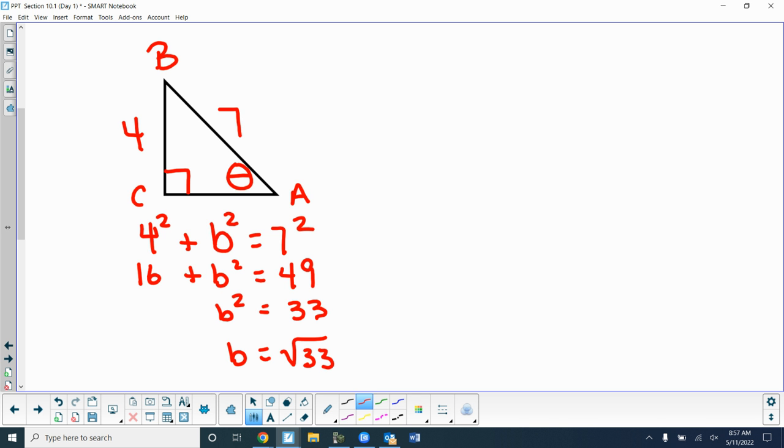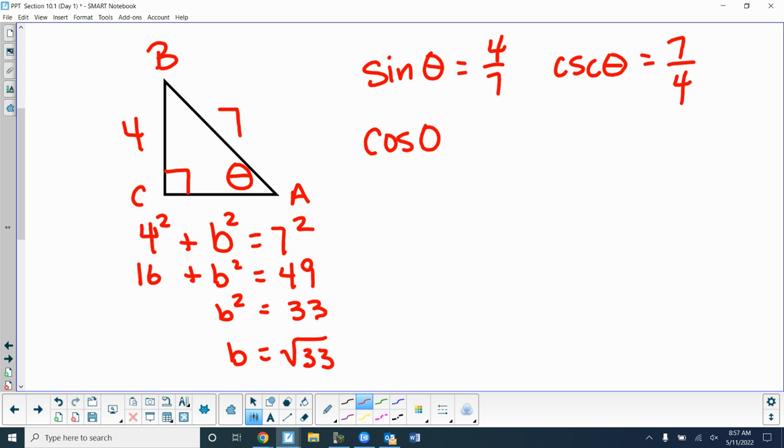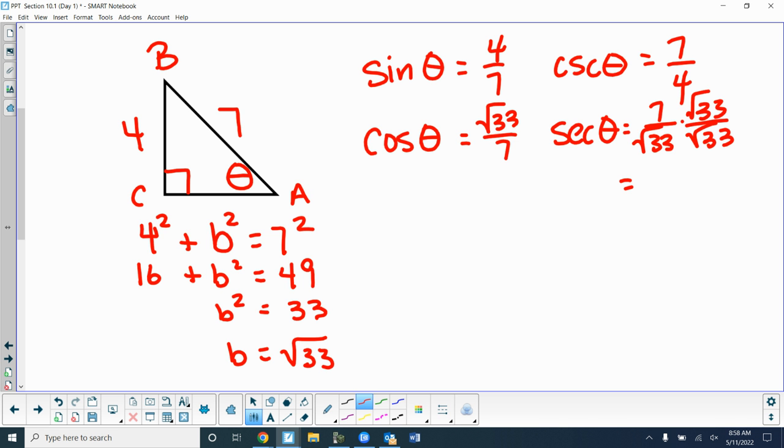Any questions on how we got square root of 33? No. All right, so we already have sine was what? 4 over 7. So I already have cosecant, which is 7 over 4. All right, let's do cosine. Adjacent is radical 33 over hypotenuse 7, right? So secant is 7 over radical 33. Oh, that can't happen, we can't have it stay like that. So it's 7 times the square root of 33 over 33.